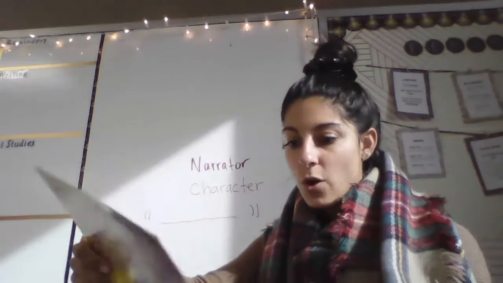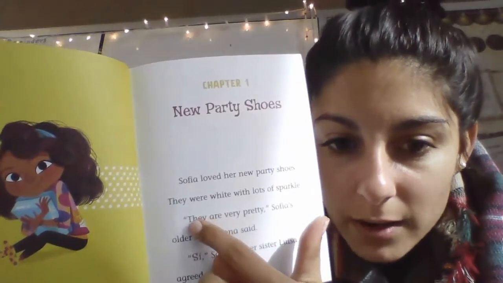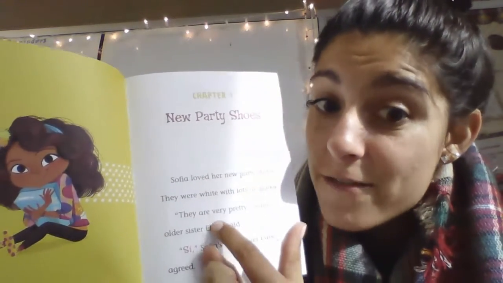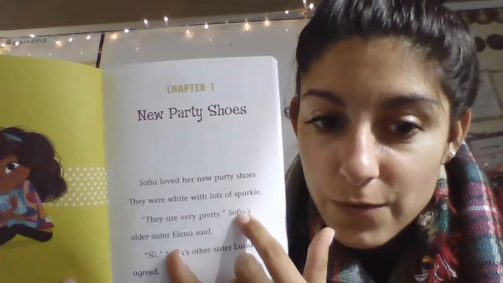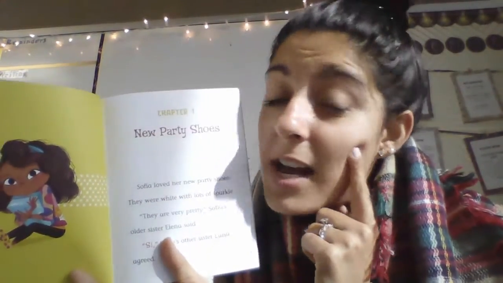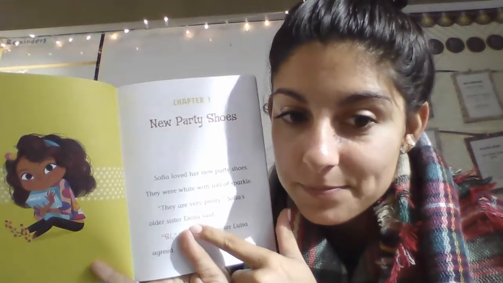So in here, I know that Sofia is about to talk. How do I know that? She's opening her mouth because I see the first quotation mark. It's right here. "They are very pretty," Sofia's older sister Elena said. So I was wrong. It's not Sofia who's talking, it's her sister Elena.